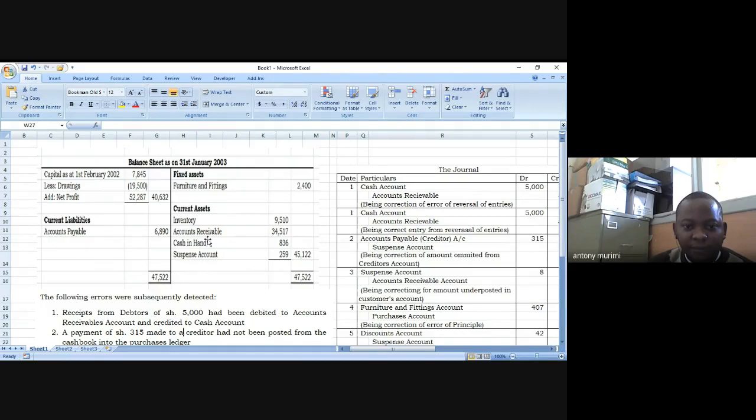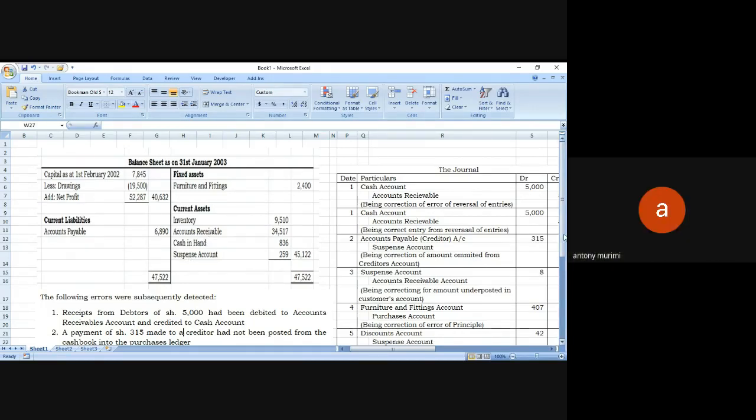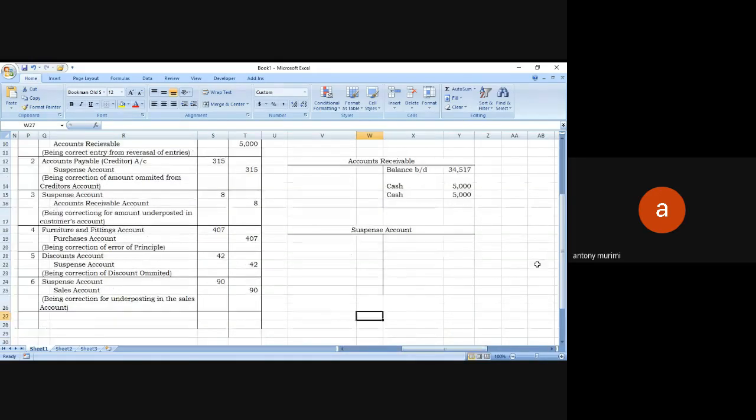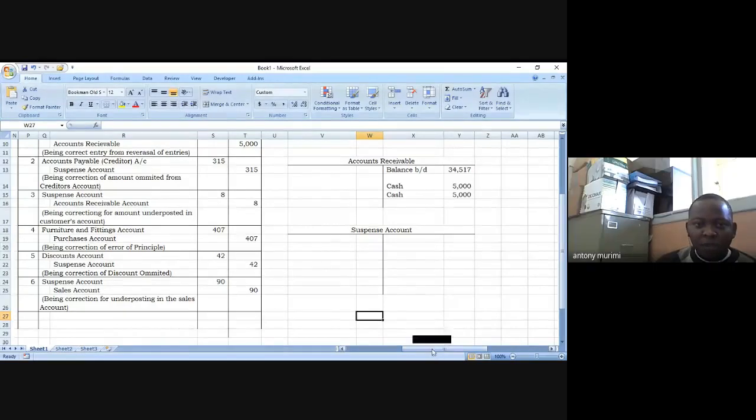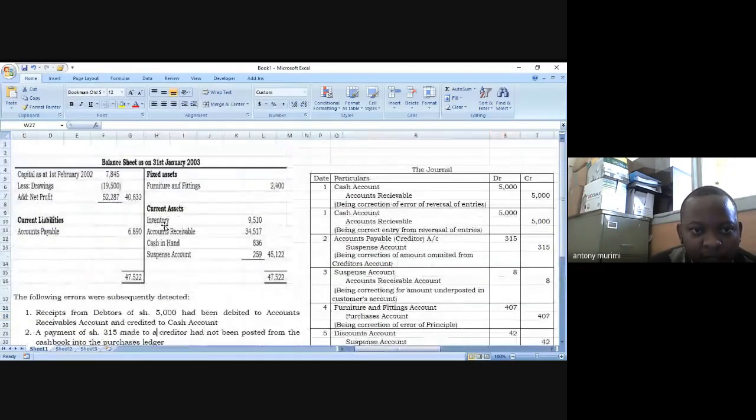So we said that the balance in the trial balance should be taken to the suspense account, and if the debit side is less, we debit that amount in the suspense account, and vice versa. That is, if the credit side is less, we credit that in the suspense account. So from what you can see in our balance sheet, the suspense account has been inserted under the current assets.